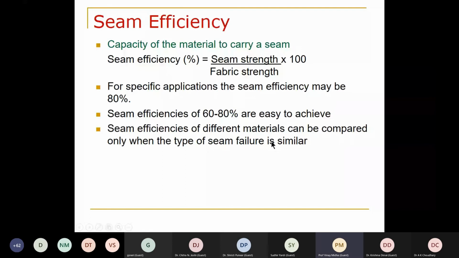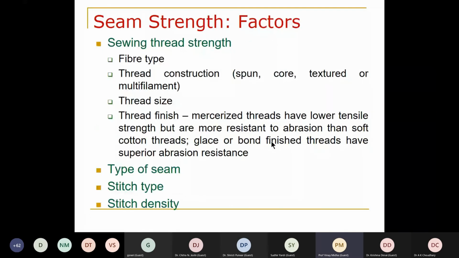Then these are the main factors which affect the seam strength: the sewing thread strength, the fiber type, thread construction, the thread size, and the thread finish. This we have discussed in the morning also to a certain extent. Then the type of seam which is to be selected, the type of stitch, and the number of stitches per unit length, stitch density.